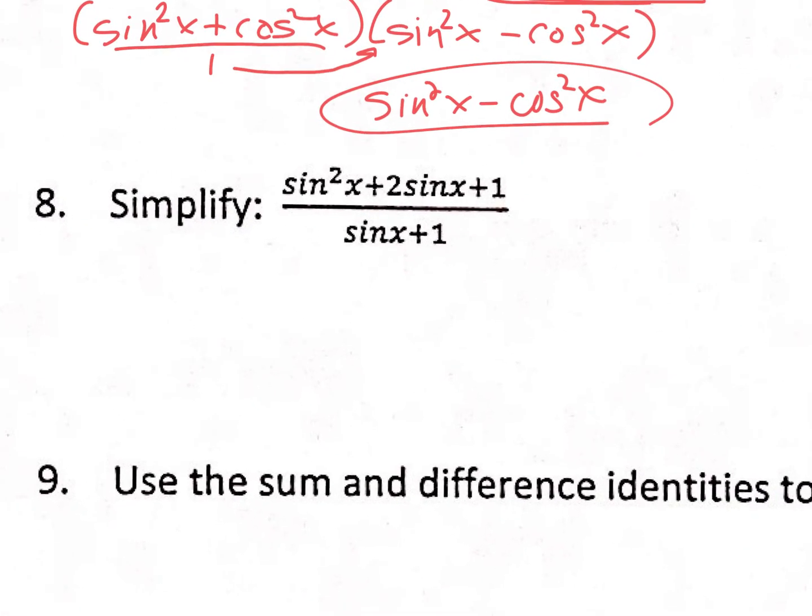Number 8 says simplify. What I'm going to do is factor the numerator. I'm going to think about what factors of 1 would give you 2. And the answer is 1 and 1. Or if this helps you, you can think about that being x squared plus 2x plus 1, except your x's are really sines. So when I factor that, it'd be x plus 1, x plus 1.